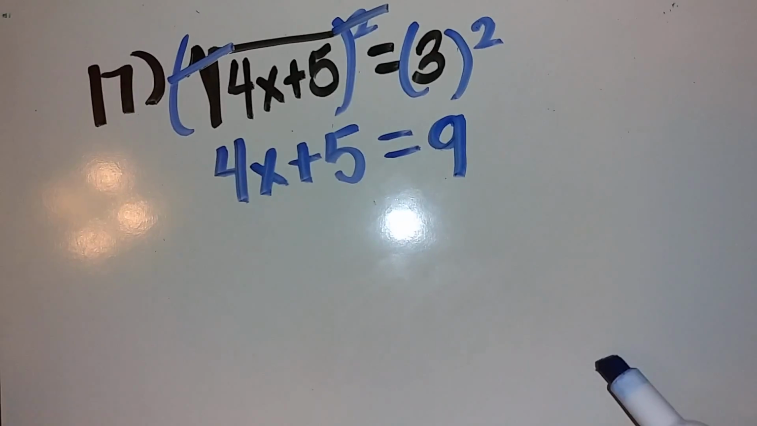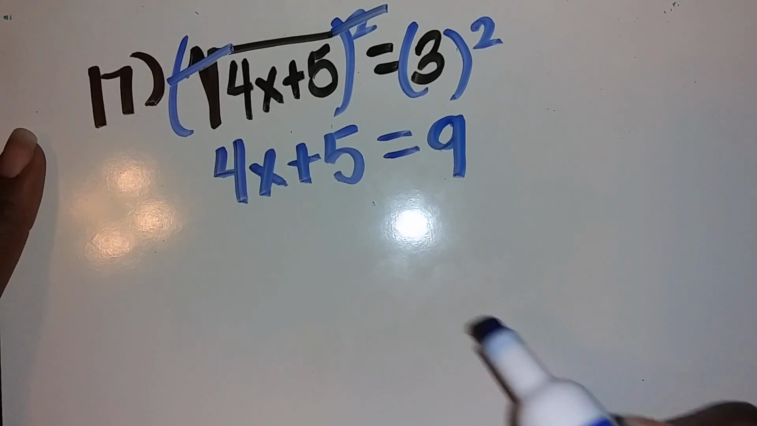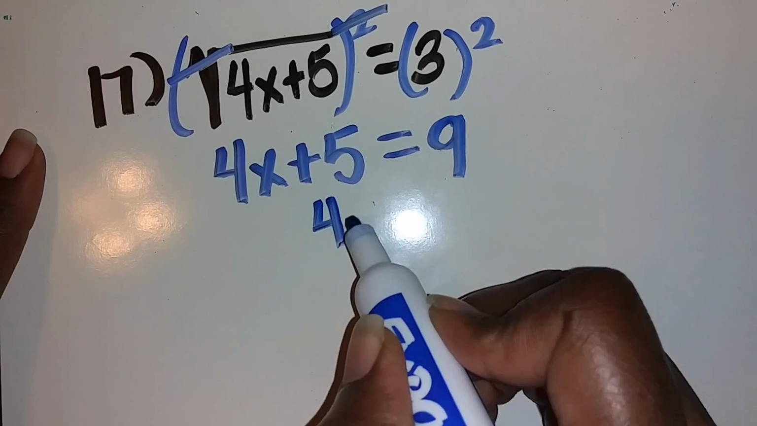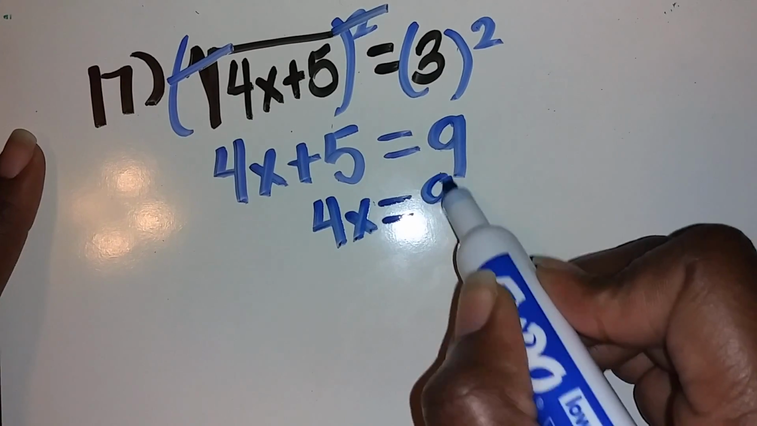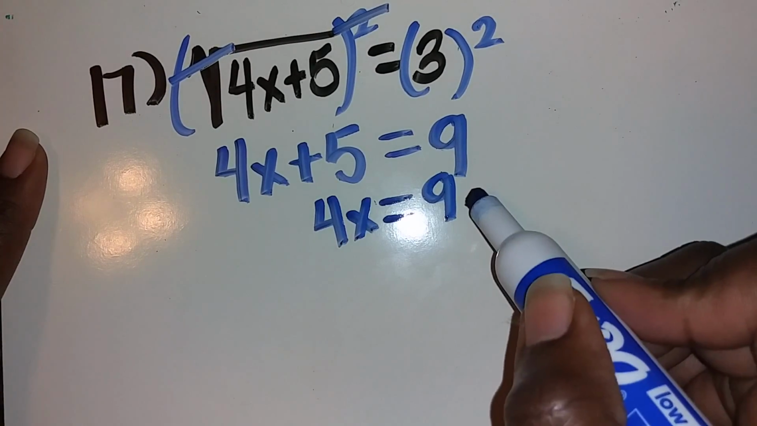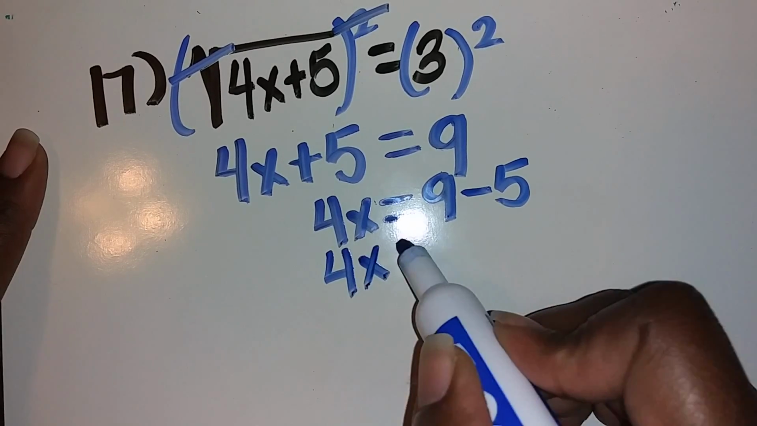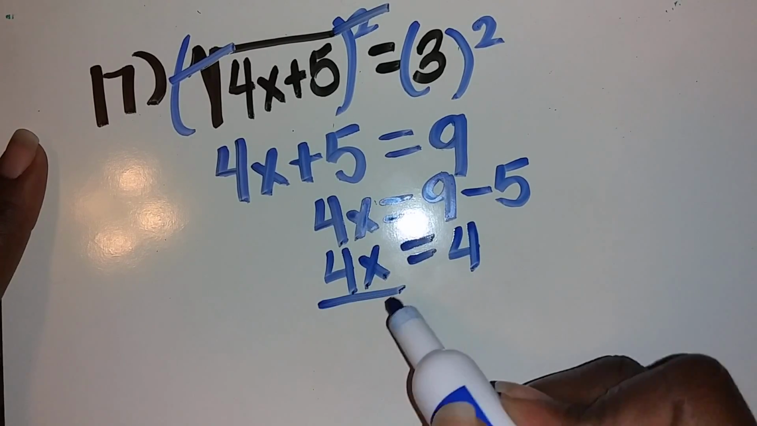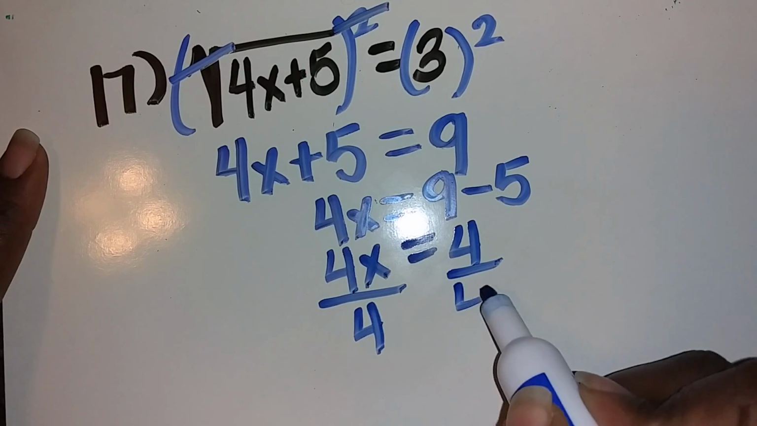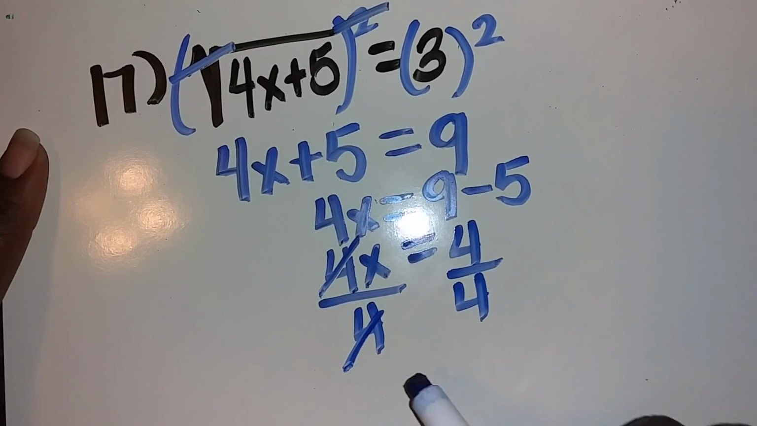After this, we can now solve a 2-step equation. We have 4x plus 5 equals 9. If I move the plus 5 to the right, it becomes minus 5. You have 4x equals 4. Divide both sides of the equation by 4. The 4's cancel to 1.